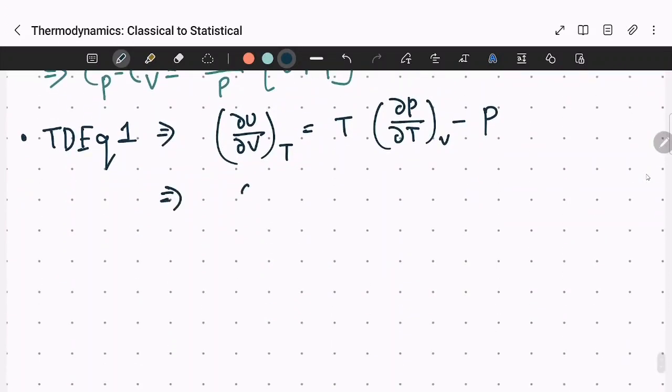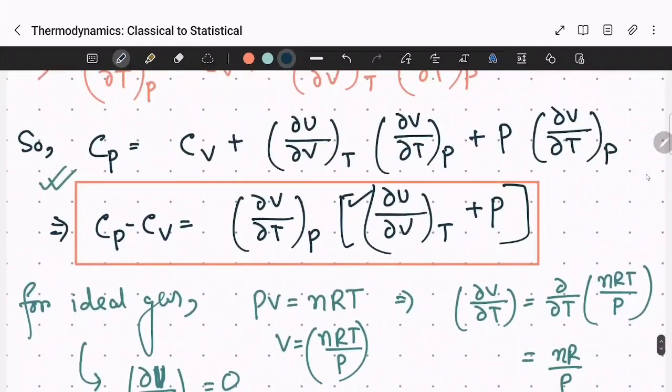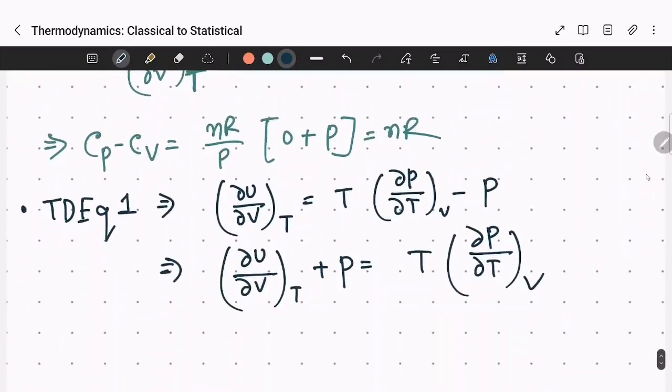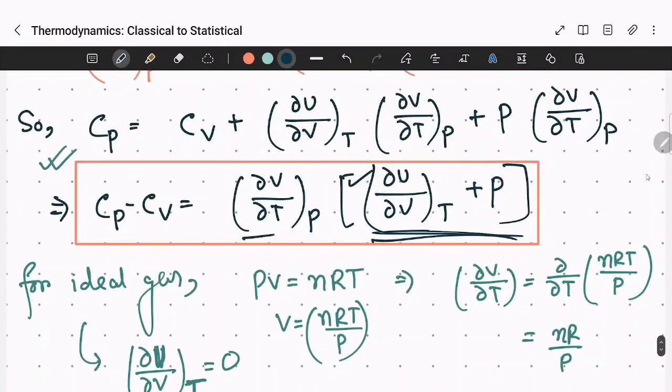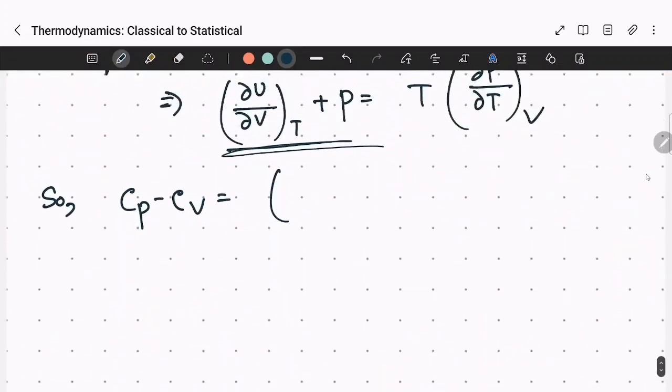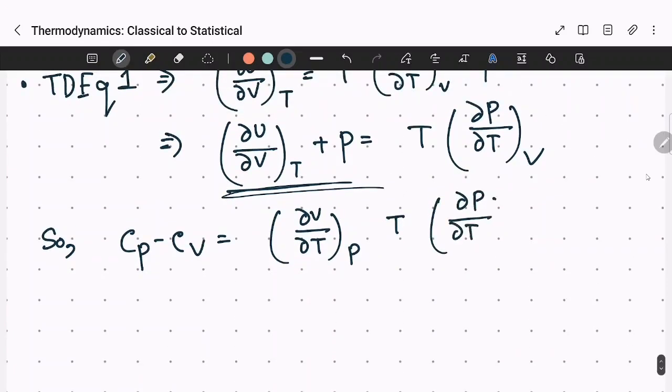So you can write it. This part is equal to this. So Cp minus Cv will be Cp minus Cv equals del V del T at constant P. This is del V del T at constant P. And this is equal to P into del P del T at constant P.